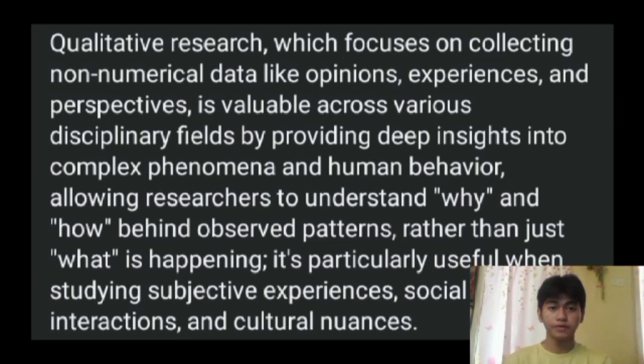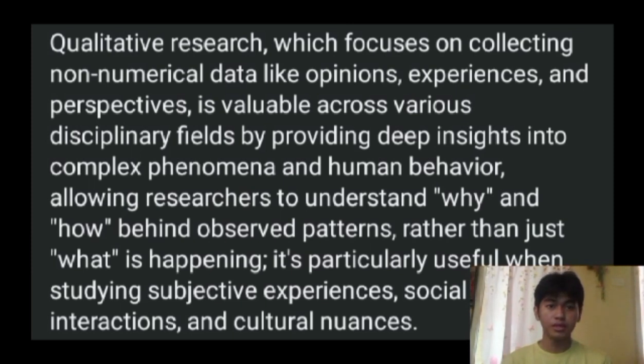Now, qualitative research focuses on collecting non-numerical data. Meaning, qualitative research focuses on collecting non-numerical data, or data that cannot be measured by numbers, such as our opinions, our perspectives, or experiences. So those are non-numerical data and cannot be measured by numbers. So that is the time when we use qualitative research.